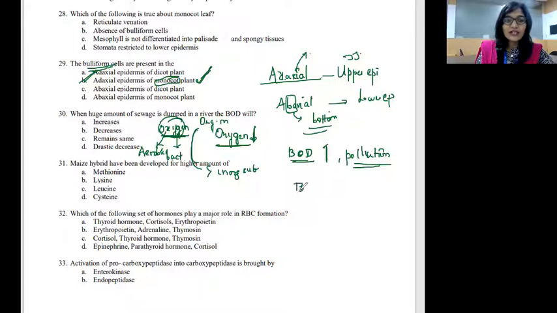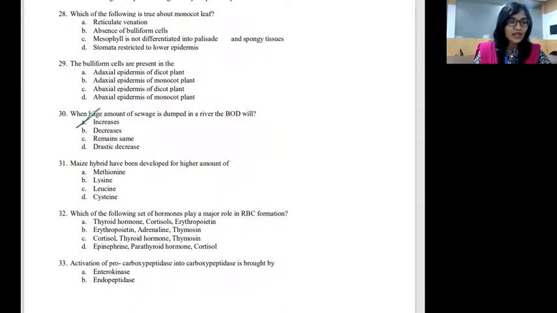When there is no pollution, there's no demand for oxygen, so BOD decreases. No pollution, BOD less. High pollution, BOD more. They are directly proportional. You have to remember this. So what's the answer for this question? It's going to be option A.